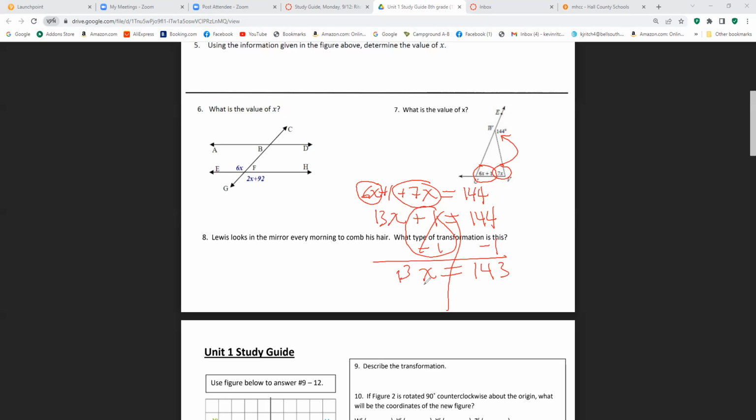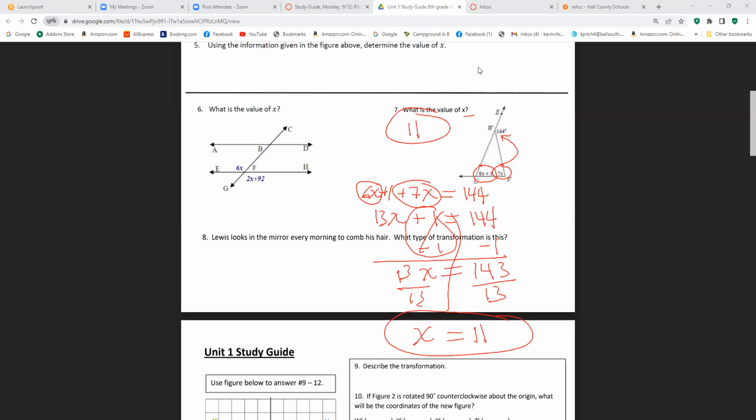And then 13 times x, the opposite is dividing by 13. So in my calculator, I'm typing in 143 divided by 13, and the answer is 11. The value of x is 11. So the value of x on number 7 is 11.